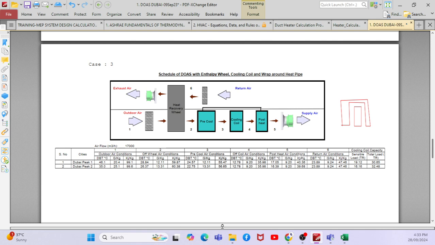Even if I cannot achieve it by means of the sensible recovery wheel, and I cannot achieve it by means of preheat, pre-cool or heat pipe, then you can add the duct heater after the sensible wheel, so that your heater will have a lesser capacity. Which you might require 5 kilowatts will reduce to 3 kilowatts or 2 kilowatts if needed, based on the calculation.